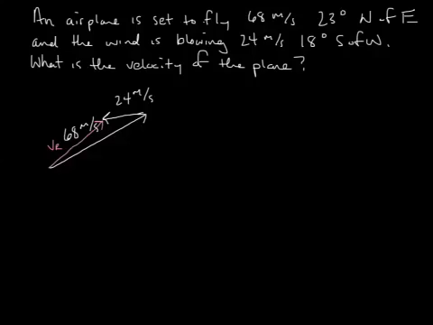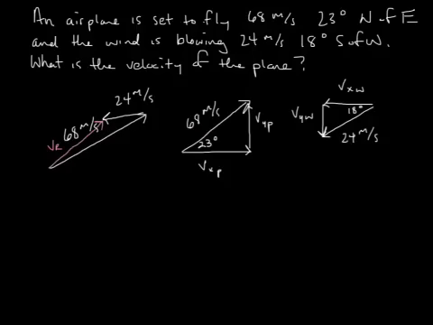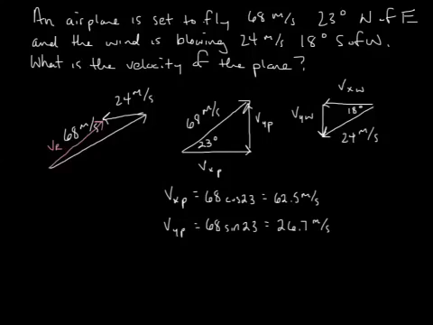So in order to do this problem, the first thing we have to do is find the x and y components of both the plane setting and the wind. Okay, so I've sketched out triangles for both the airplane setting and the wind, and then the next thing I'm going to do is use both the sine and cosine functions in order to find the x and y components of both. So for the plane, we figure out that the x component of its setting is 62.5 meters per second to the east, and the y component of its setting is 26.7 meters per second to the north.